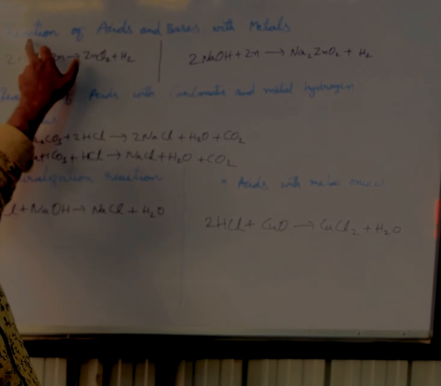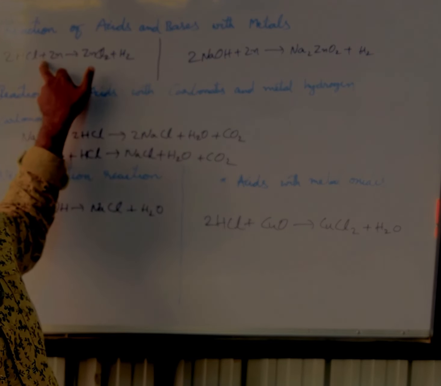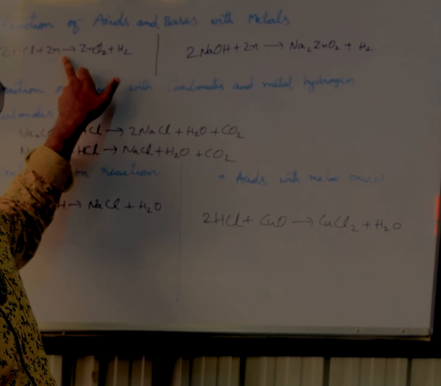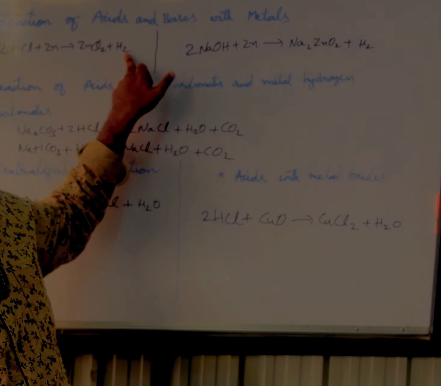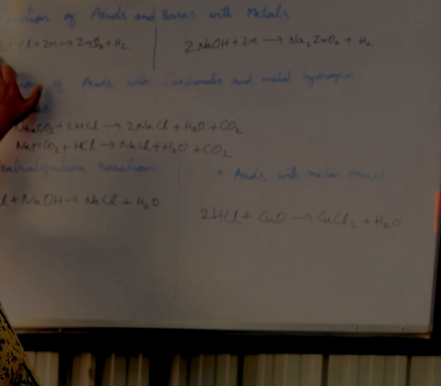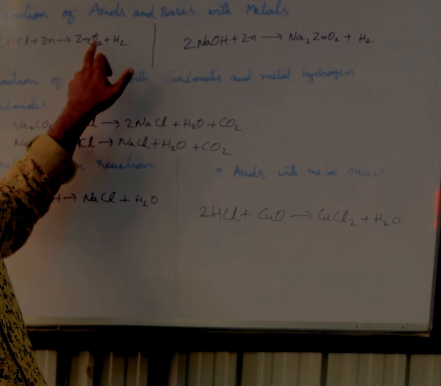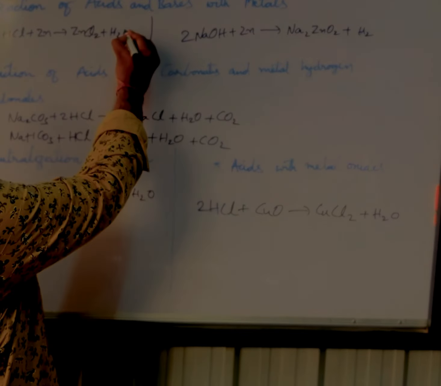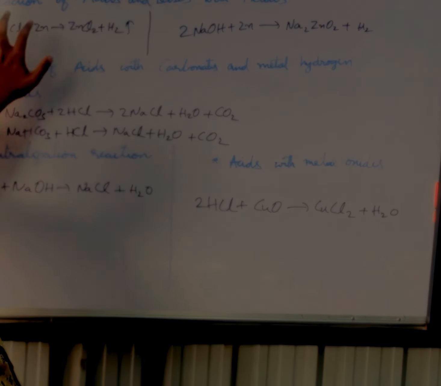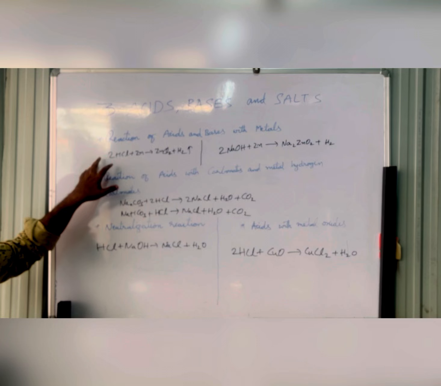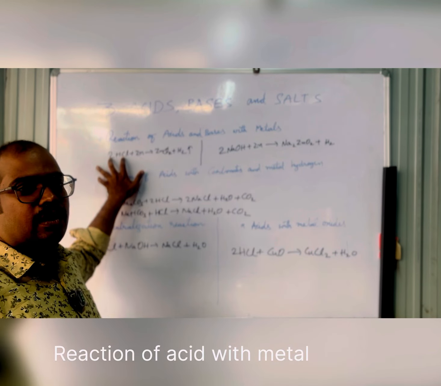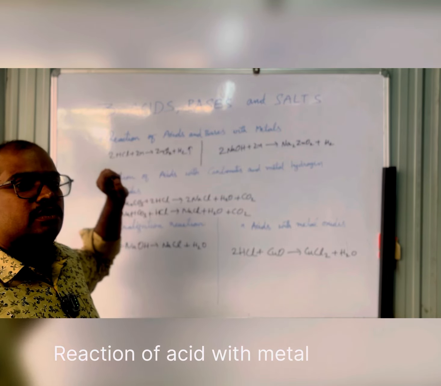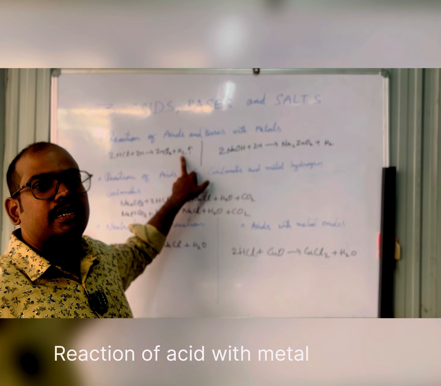The first reaction is acid with the metal zinc. So the reaction is 2HCl plus Zn. Hydrochloric acid reacts with zinc to give zinc chloride and hydrogen gas. So the reactants here are hydrochloric acid and zinc, and the products are zinc chloride, ZnCl2, and hydrogen, H2. Hydrogen is the gas that is evolved here.